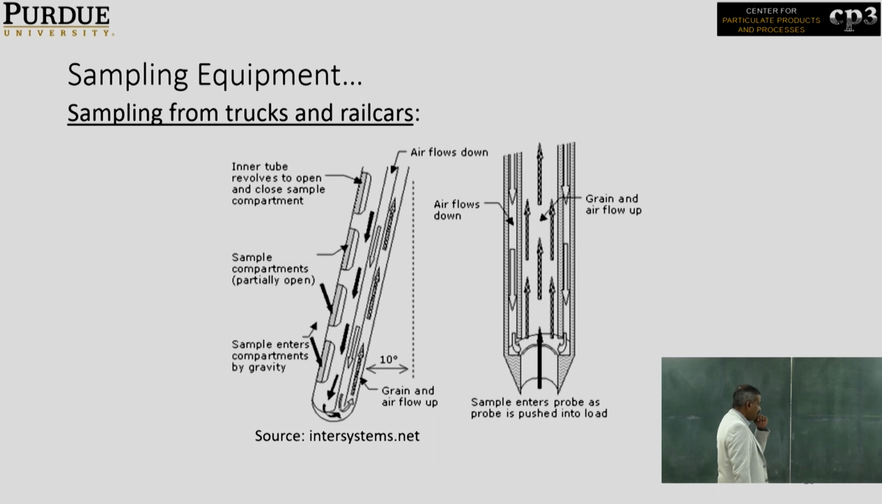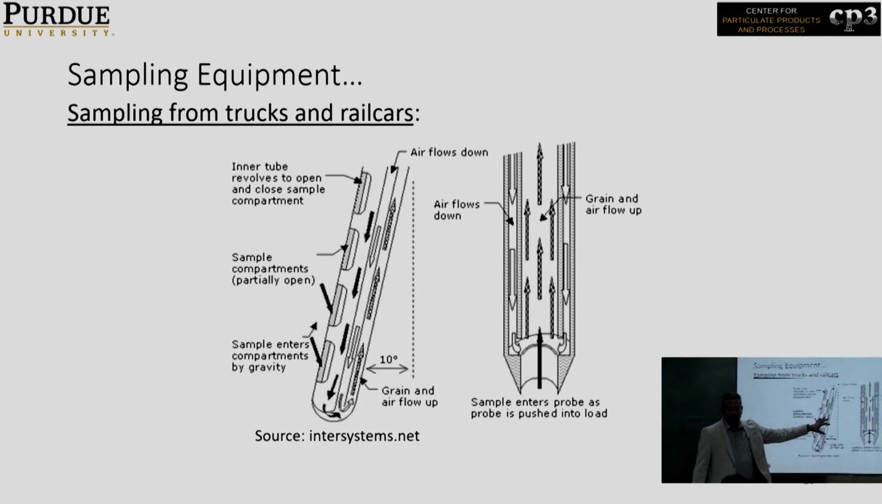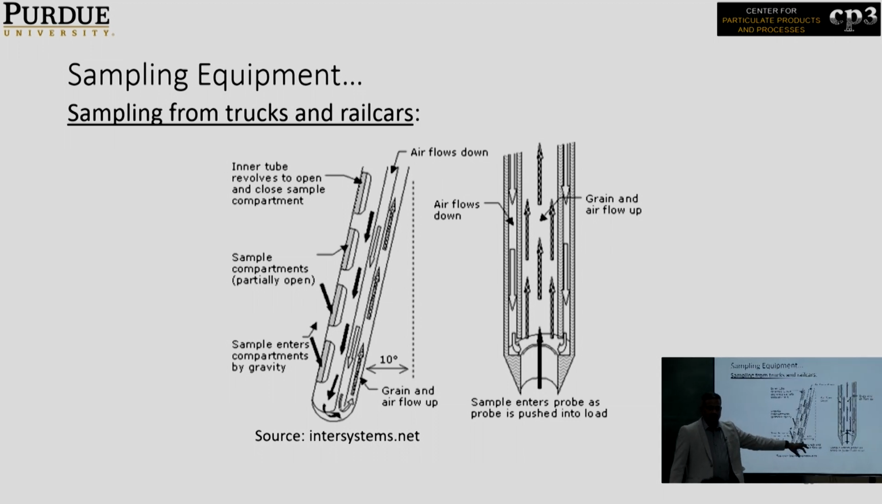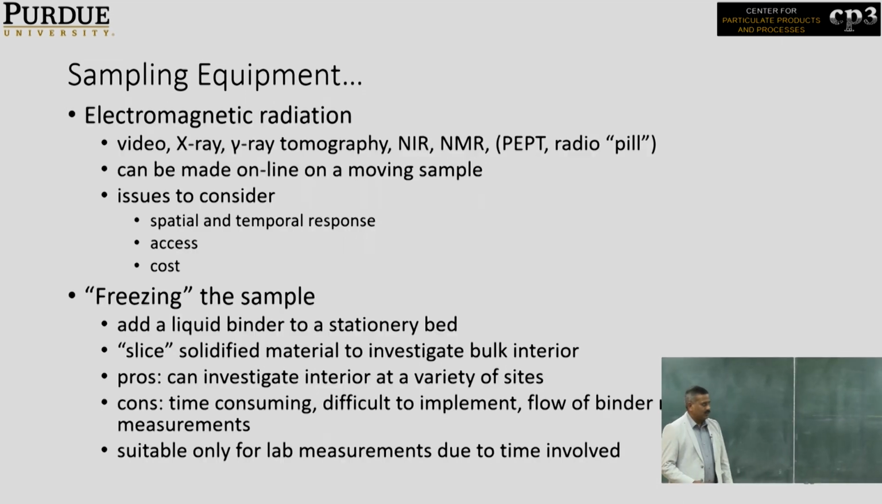Okay. Pneumatic is very similar to the thief probe, but it operates on a pneumatic suction principle. The probe goes to the bottom of the truck and then sucks samples at different heights, and then gets the quality. Very, very simple and easy to operate.